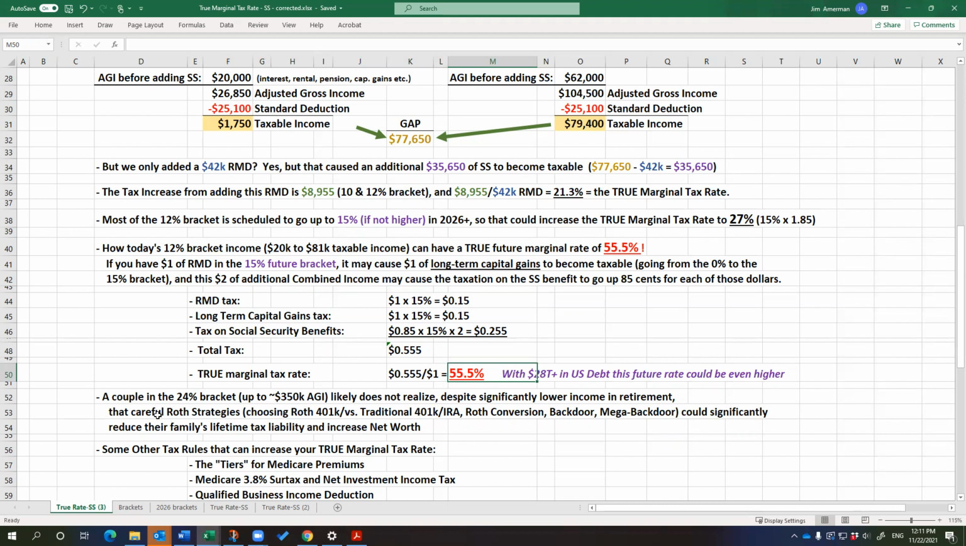So, choosing between a Roth 401k versus a traditional 401k or IRA is a big decision that can mean a huge difference in your lifetime tax liability. You want to make those decisions accurately every year: whether you should do a Roth conversion or not, how much, what year, a backdoor Roth, which we may not have after 2021. We'll see if that's still available when the new tax laws get passed. But you want to take advantage of them this year if you can.